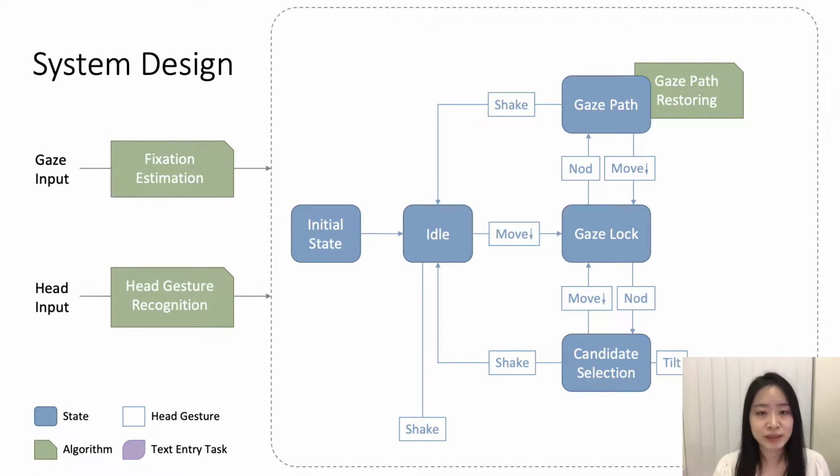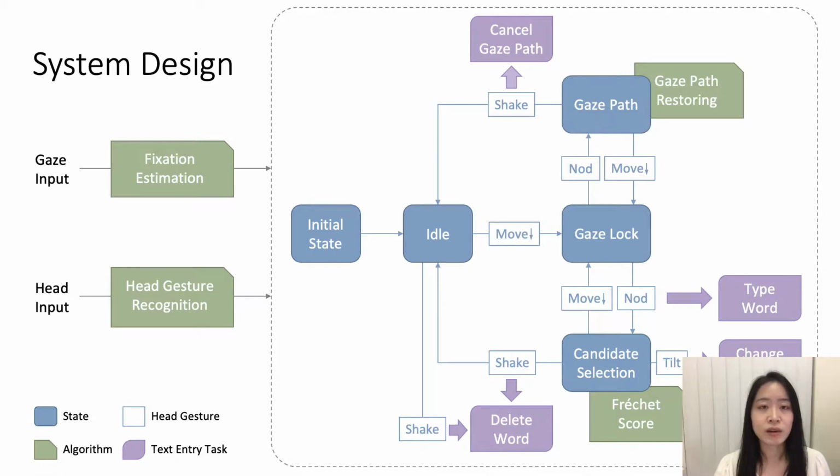We propose the gaze lock mechanism and the gaze path restoration algorithm to minimize the effects of gaze shift from head movements. We use the Frechet score to compute the word candidate list. And when we detect nodding, shaking, or tilting gestures, the corresponding command will be activated.